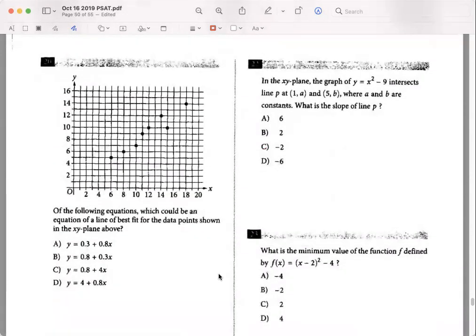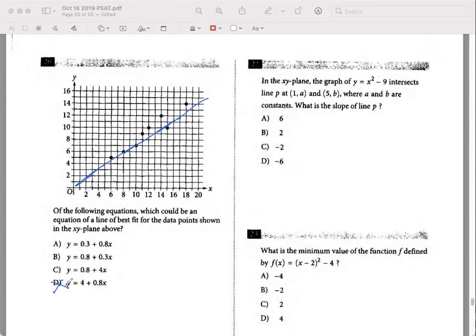Of the following equations, which could be an equation of the line of best fit in the xy plane? Okay, so let's first draw what a line of best fit might look like. It would be something like this, right? I can see that the y-intercept would be very low, so I'm eliminating D because I don't think the y-intercept can be 4. It's definitely very close to 0. So A, B, and C are possible.